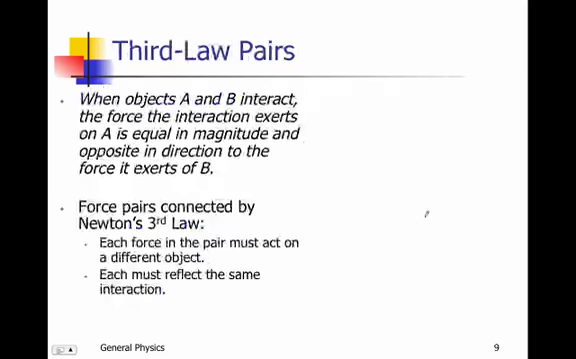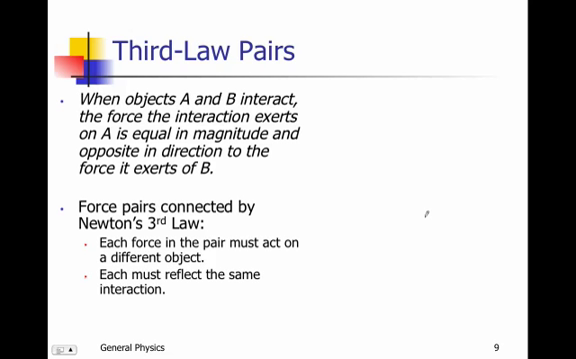Okay, moving on. We're just going to talk in a little bit more detail about Newton's second and third law. Okay, so third law pairs. When objects A and B interact, the force of the interaction exerts on A is equal in magnitude and opposite in direction to the force it exerts on B. That's Newton's third law.